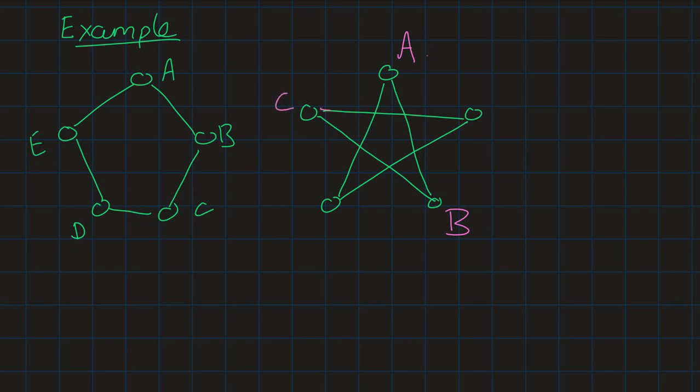C is connected to B and D, which means this is D. D is connected to C and E, which means this is E. And finally, just to check, E is connected to A and D on the left, and on the right, E is connected to A and D. So this is a relabeling of the pentagram so that it becomes equal, which means the original graph was isomorphic.